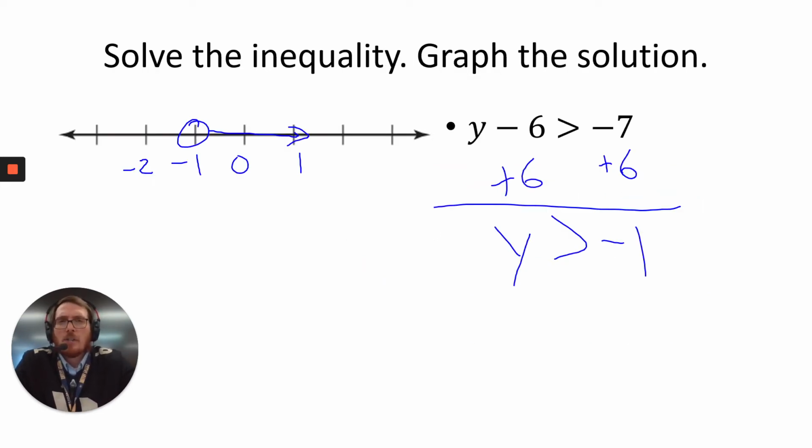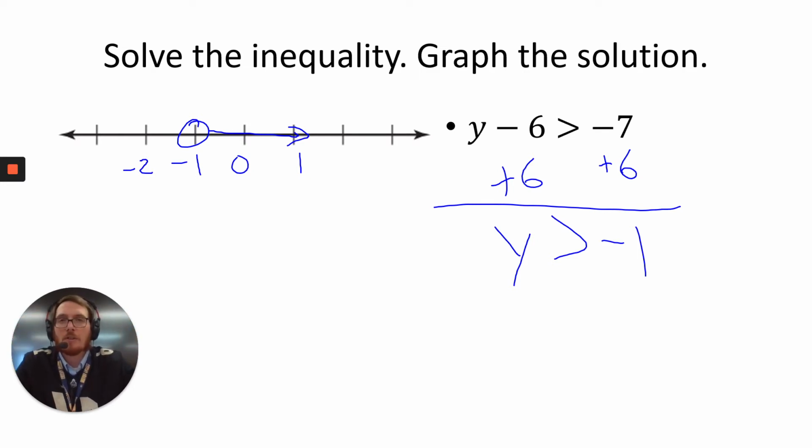Okay, when we solve inequalities, basically it's the same as equations. So if it's y minus 6, to get rid of minus 6, you do plus 6 on both sides. Cancel out the 6's, y, same symbol, greater than negative 1, because negative 7 plus 6 is a subtraction problem, and the bigger number is negative. And that's it. You just solve it like an equation.